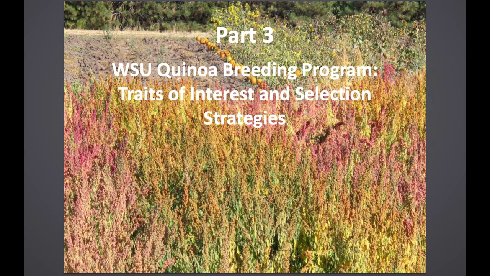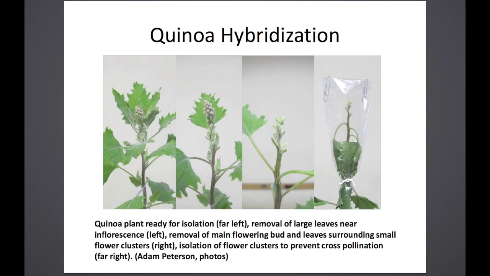Okay, so we'll move on to part 3. We're going to talk about our breeding program. So start with some hybridization first. When our WSU quinoa breeding program started in 2010, it was with a grant from the Organic Farming Research Foundation for about $15,000. That really helped launch quinoa research at WSU.